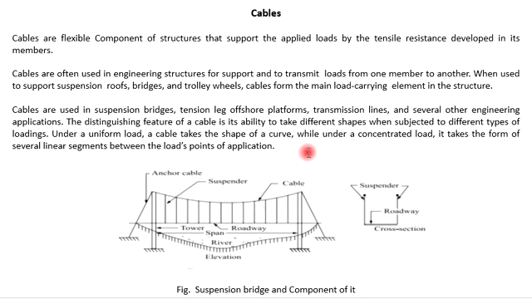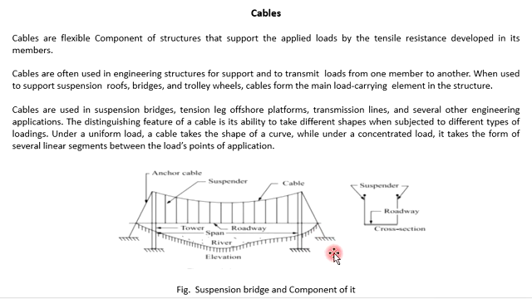You are seeing one of the figures of a suspension bridge. This is our main cable. These two are our main pylons, or towers. This is our main cable, which is laid along the length of the bridge, and finally it is attached to a strong ground foundation.